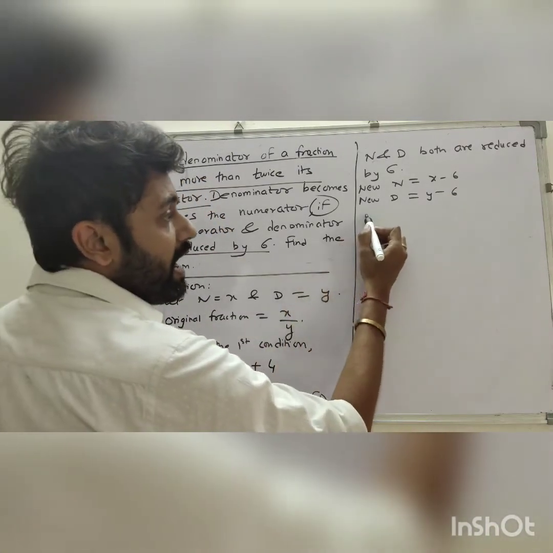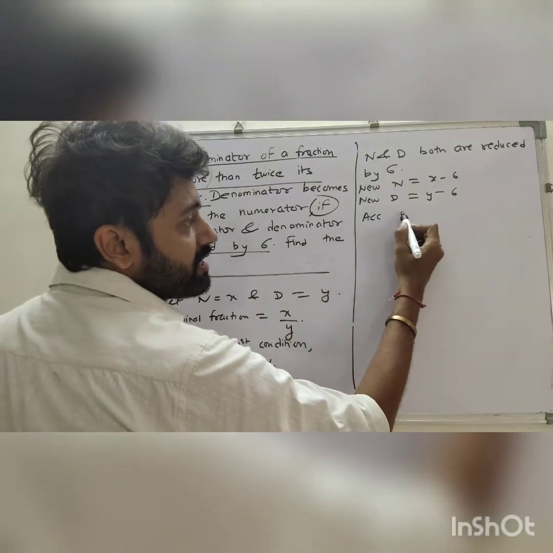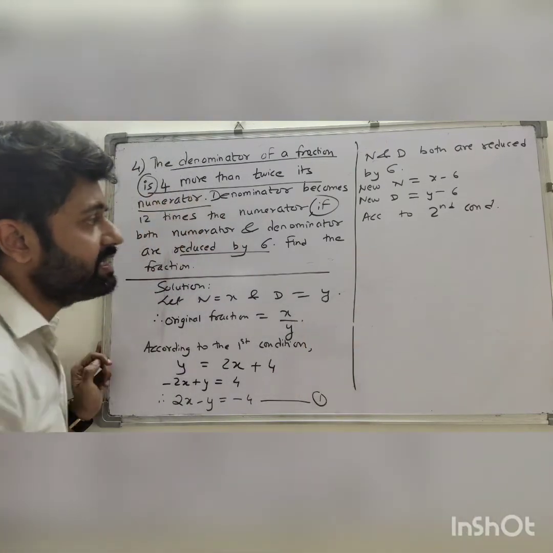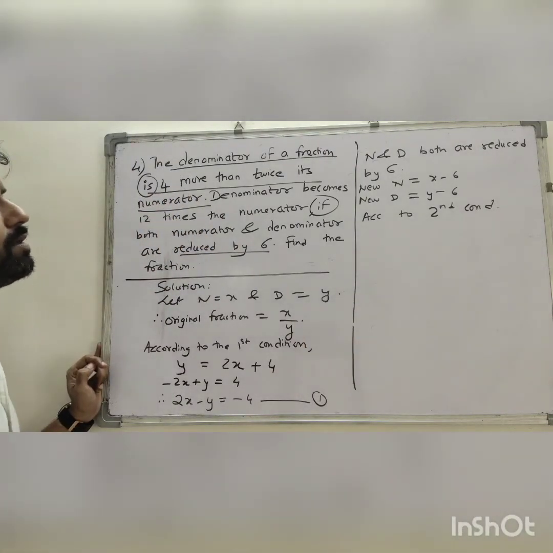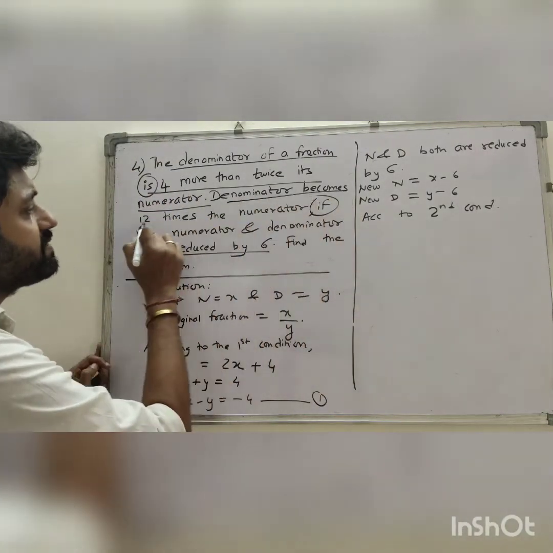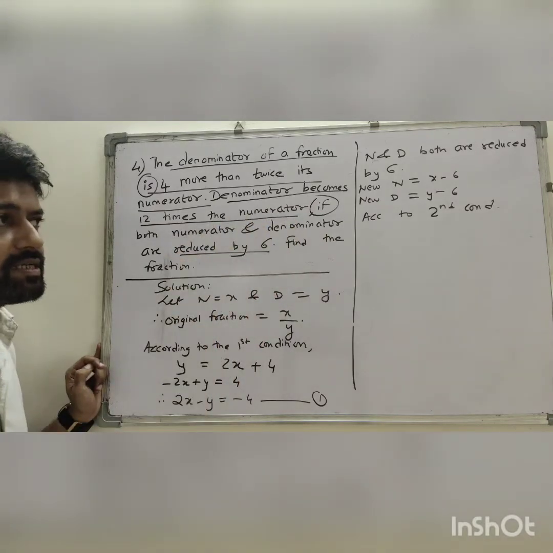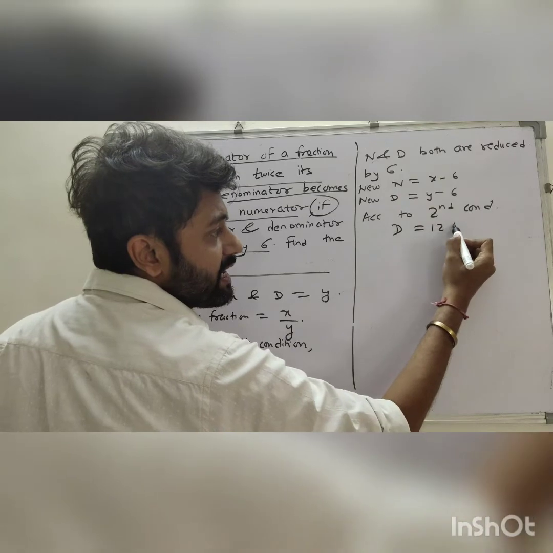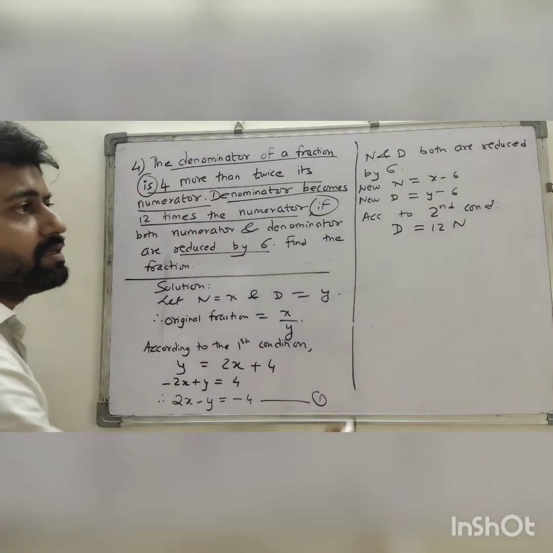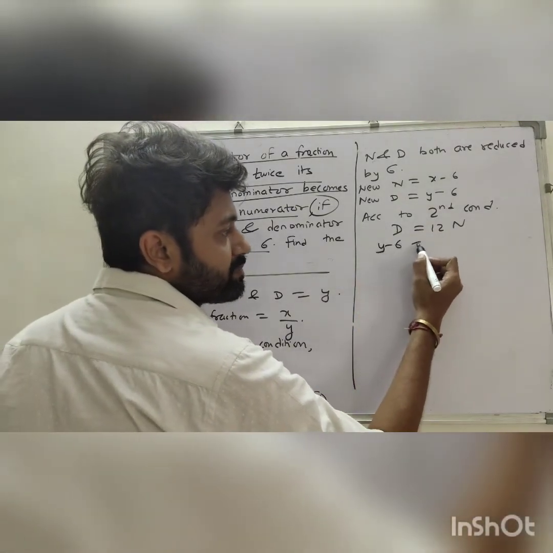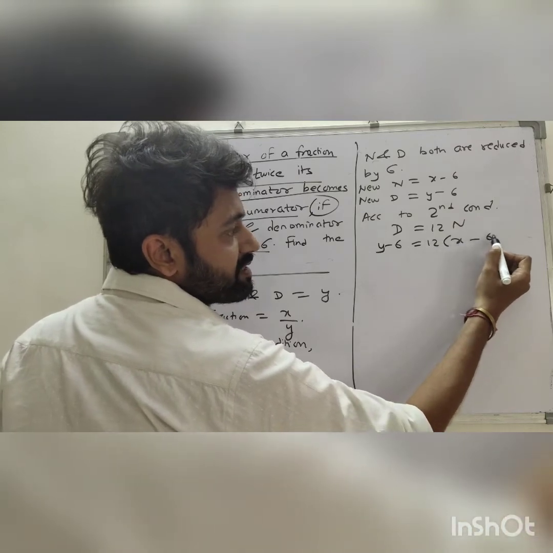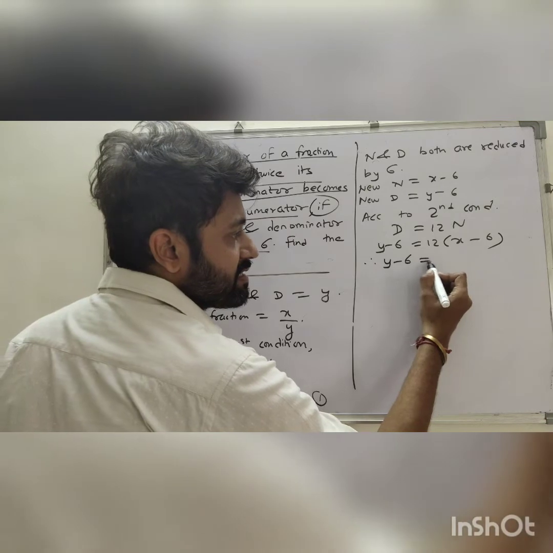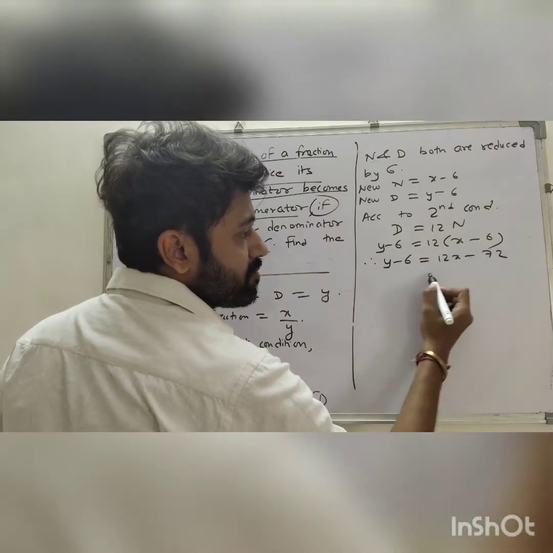And according to the second condition, it is said that the denominator becomes 12 times the numerator. If this happens, then the denominator becomes 12 times the numerator. This denominator y minus 6 becomes 12 times the x minus 6. We write this as y minus 6 is equals to 12x minus 72.